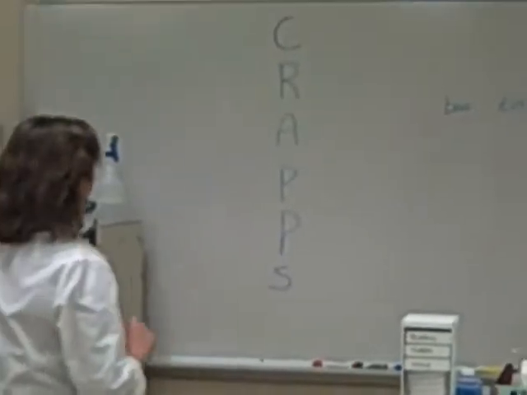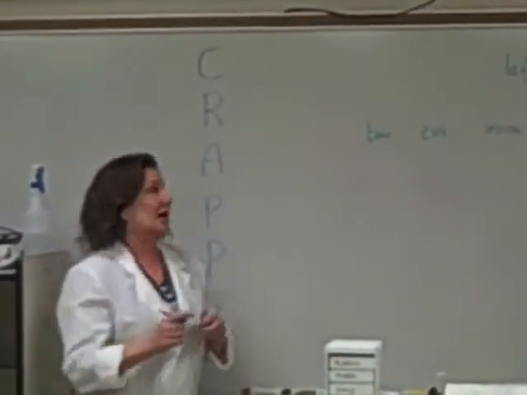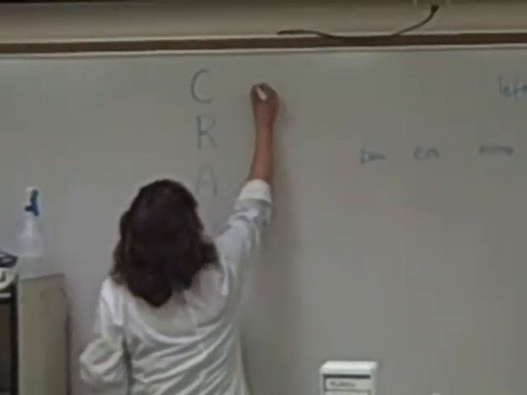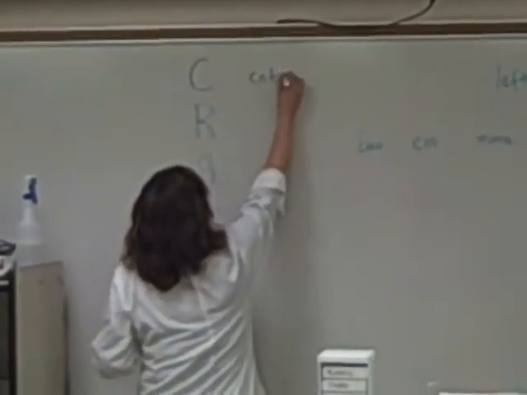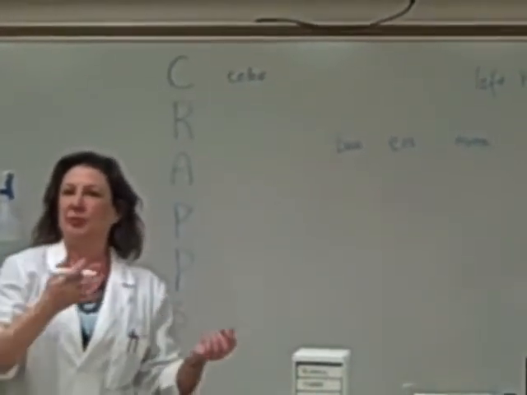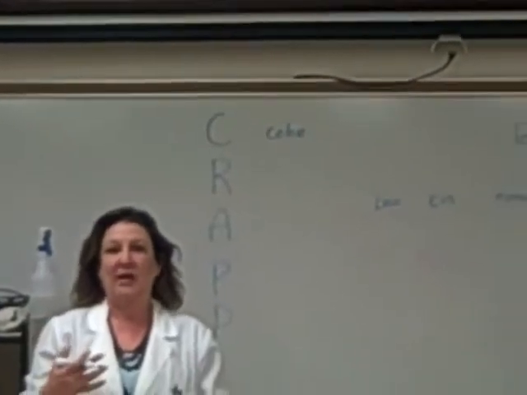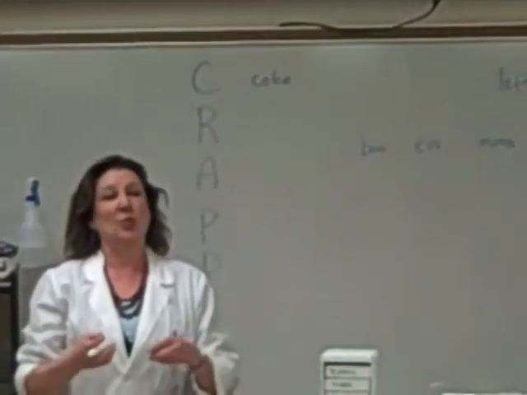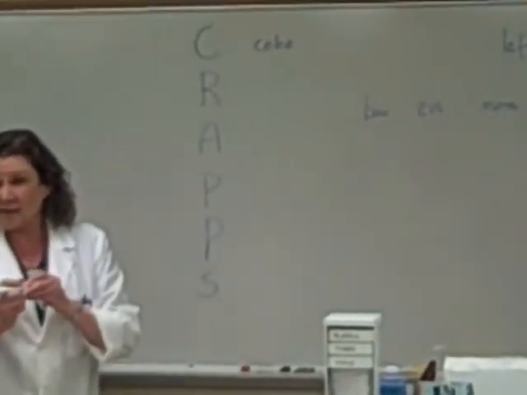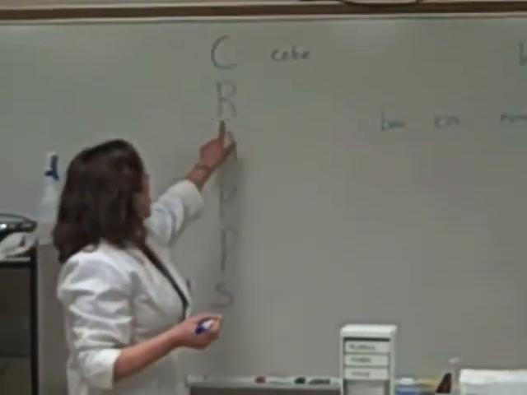The first one is C, and that stands for color. What color is the cell? Is it gray? Is it blue? Is it orange? Is it buff? So you need to look at the color. That's important. So a good stain is very important, and we're lucky here to have a very good stain.